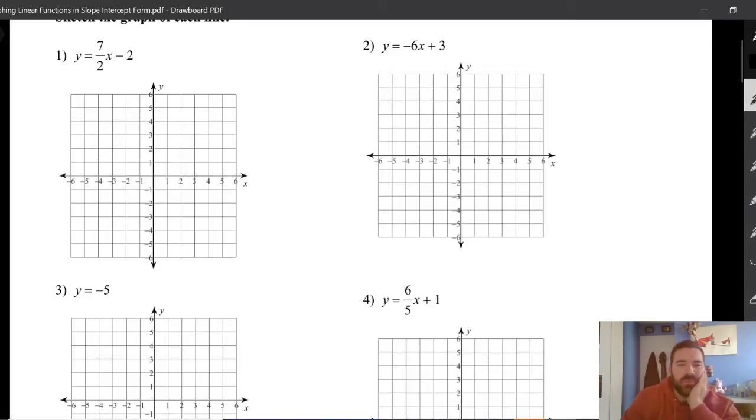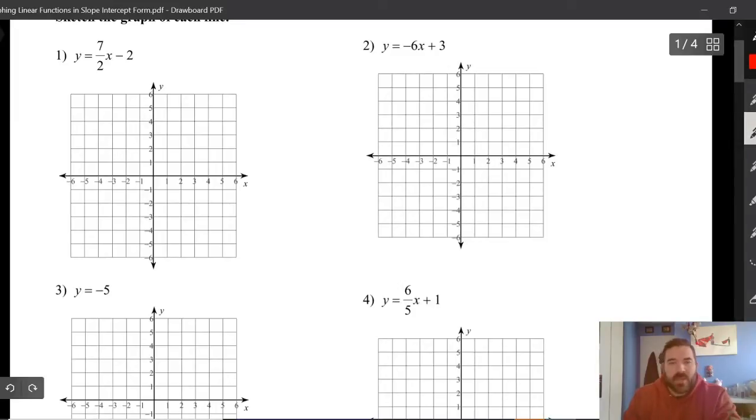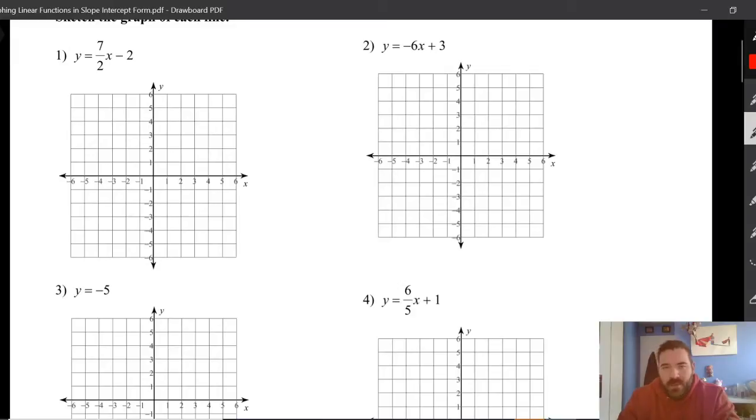But I do just want to review graphing from an equation in slope-intercept form. And I also want to go over writing the equation in slope-intercept form when given a line. So let's start with graphing from slope-intercept form. There are two major forms to write linear equations. There's the slope-intercept form. There's also standard form. Standard form we'll talk about a little later.